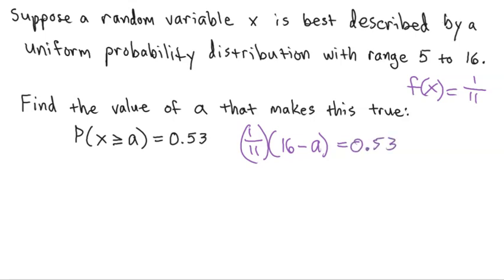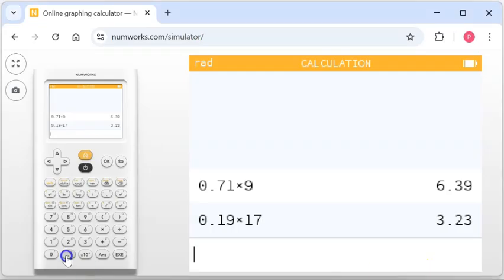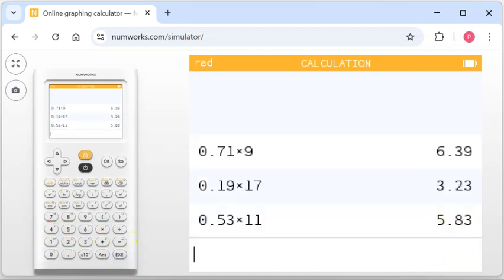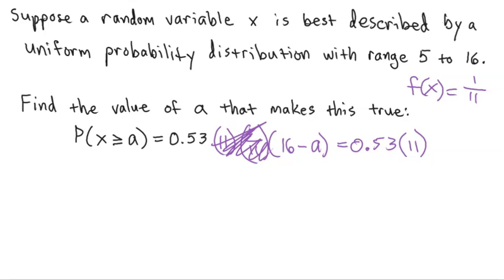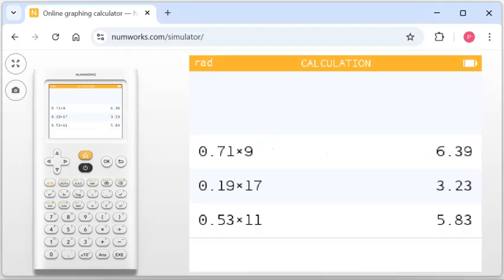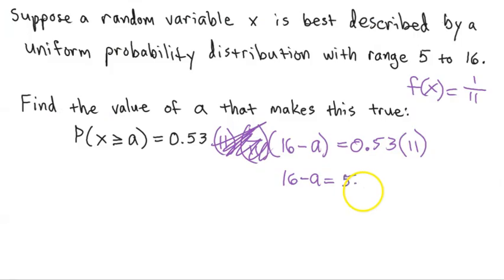0.53. Now we're going to start off solving this the same way we did in the last video. We're going to multiply by 11 so that we can cancel the fraction, which means we have to multiply by 11 over here. So 0.53 times 11 gives us 5.83. So what we have here is 16 minus a equals 5.83.